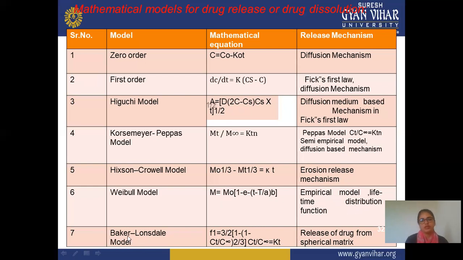And the seventh model is the Baker-Lonsdale model, in which F1 = 3/2[1 − (1 − Ct/C∞)^(2/3)] − Ct/C∞ = Kt. In this model, the release of drug takes place from a spherical matrix. So this is a summary of all the models, including the release mechanisms and mathematical equations.